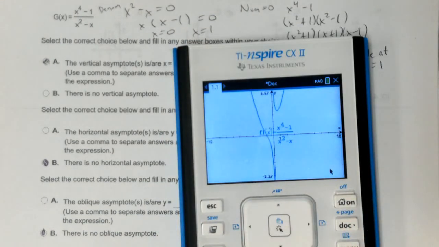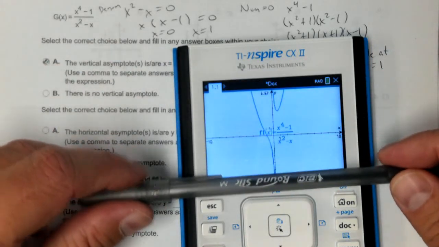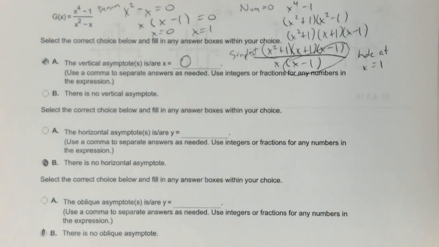Can you show me the graph this week? Yeah, right there. So there's no place where it's like a horizontal asymptote. If you just graph it, you can mostly find your answers from the graph, as long as you're accurate, because sometimes it's at a half or different numbers.